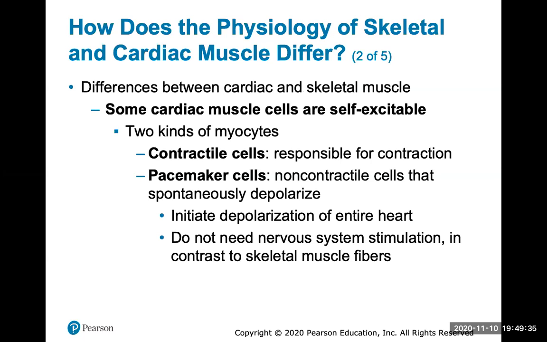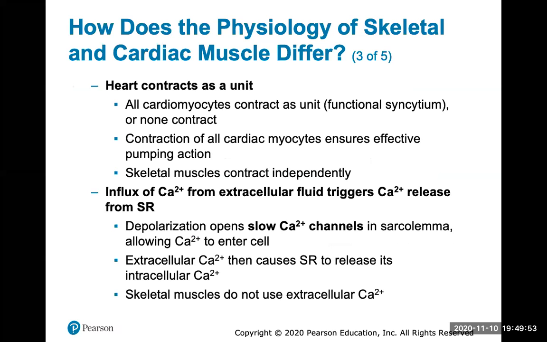Some differences, though, is that some cardiac muscle cells are self-excitable, meaning there's contractile cells, which are responsible for contraction, and pacemaker cells, which are non-contractile cells that spontaneously depolarize. It will initiate depolarization of the entire heart. It does not need the nervous system stimulation, which is in contrast to skeletal muscle fibers. So your heart contracts as a unit. All of the cardiomyocytes contract as a unit, or none will contract at all. This ensures effective pumping action. And as you remember, skeletal muscles contract independently.